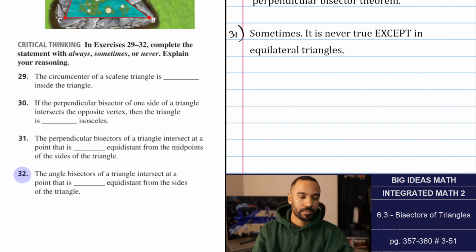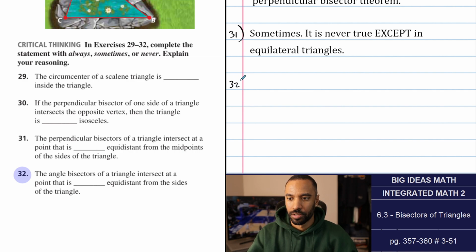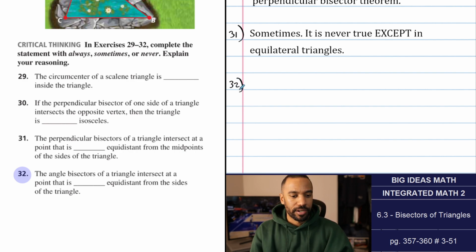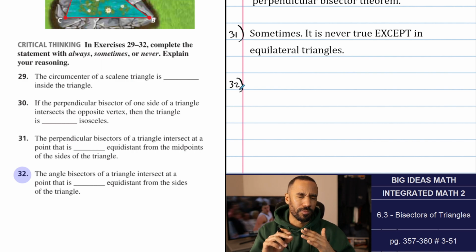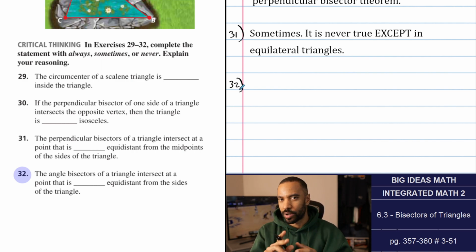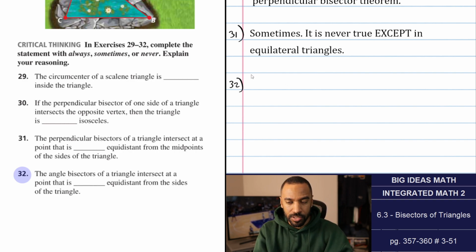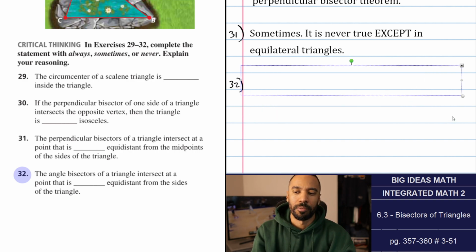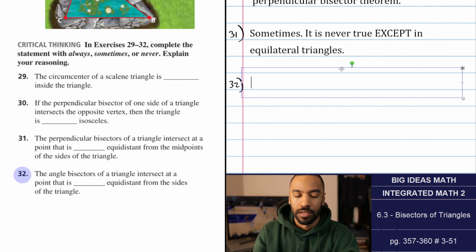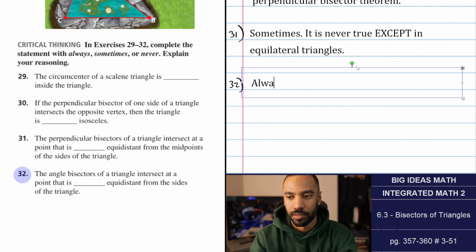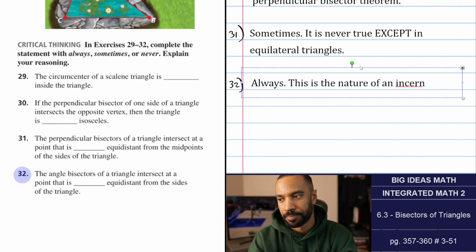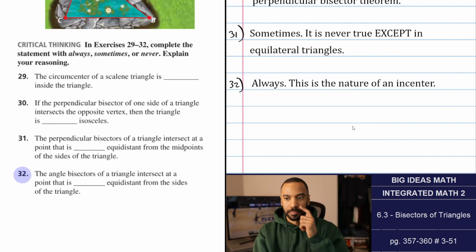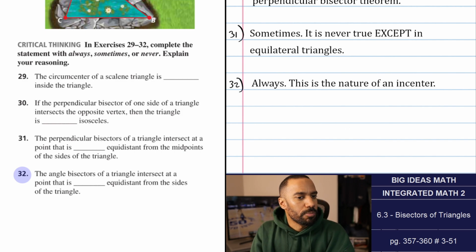Okay, 32. The angle bisectors of a triangle intersect at a point that is blank equidistant from the sides of the triangle. The angle bisectors intersect at the incenter. The incenter is equidistant, yes, from the sides of the triangle. When they talk about those distances from the sides, they're talking about the shortest distance, the perpendicular distance. That is what the incenter theorem is all about. This is always true. This is the nature of an incenter. Okay, let's move forward.